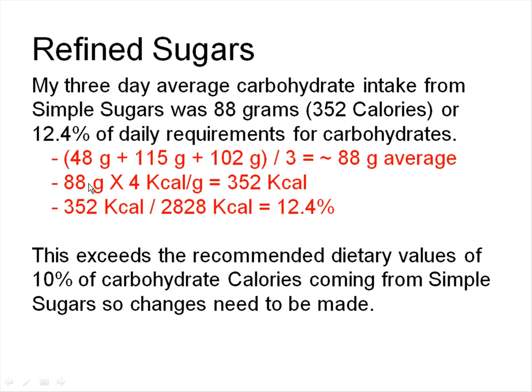So what I did was I took the 88 grams times 4 calories per gram, got 352 total calories of refined sugars, average, and I divided that by my total calories that I found in that first page of your 3-day average, and determined that I had about 12.4% refined sugar intake, which is above the 10% goal. So I'm going to have to reduce that down.